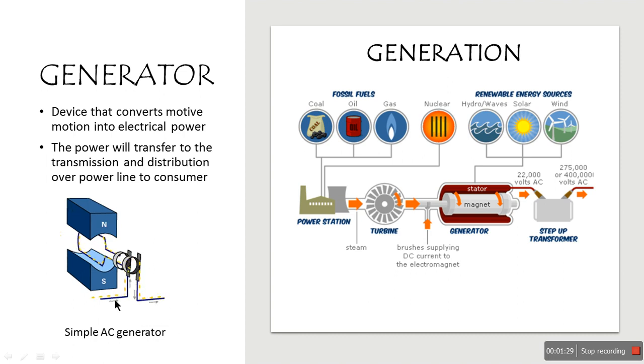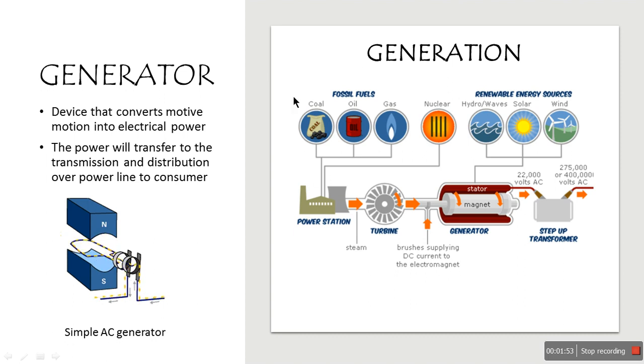Here we use the concept of the magnetic field. When the motion is parallel to the magnetic field, there is no voltage produced. But when the motion is perpendicular to the magnetic field, magnetic flux will be produced, so electricity will be produced.